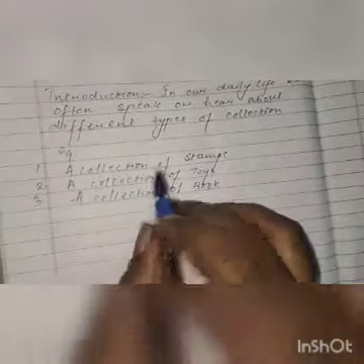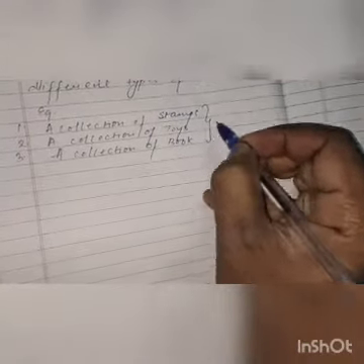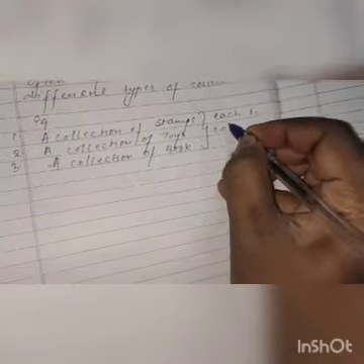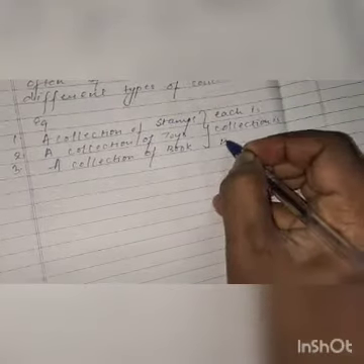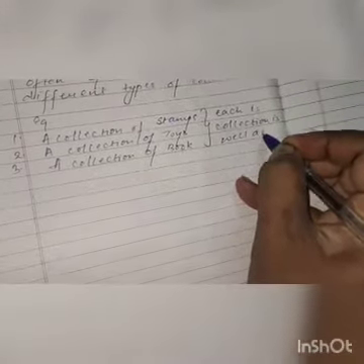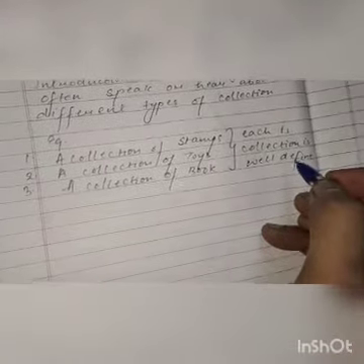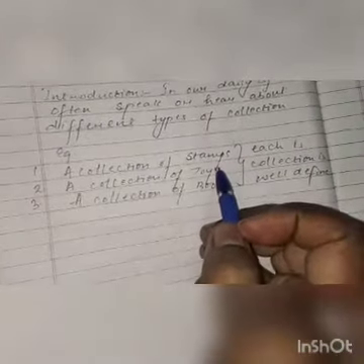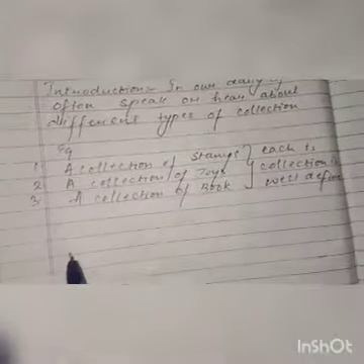Okay, so here you can see that each collection is well defined, which means we can get the proper meaning out of this collection. We are having a collection of stamps, a collection of toys, and a collection of books.